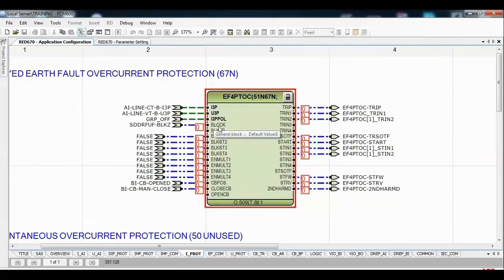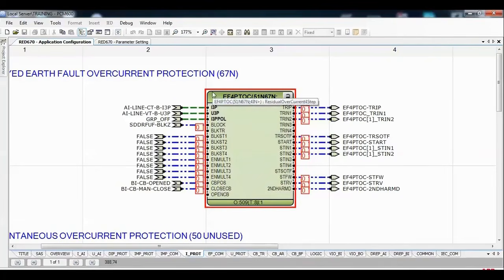Of course, since this is directional and depends on voltage, it obviously requires the block from the VT fuse failure, and the block of external impedance from the impedance block. There is also a block on the trip and a block on the start. We do not use all these things. In the end, there is a CB position and a close command.